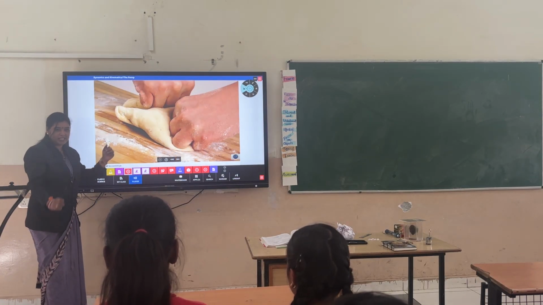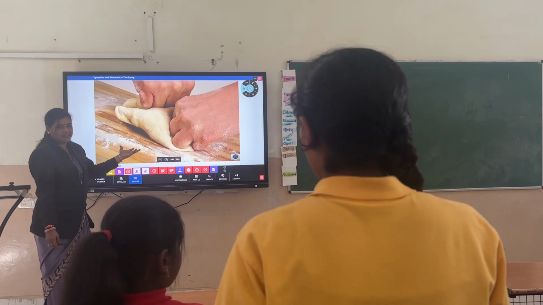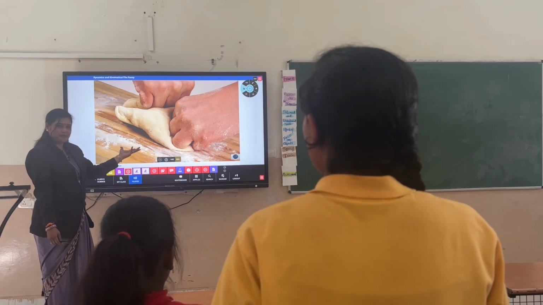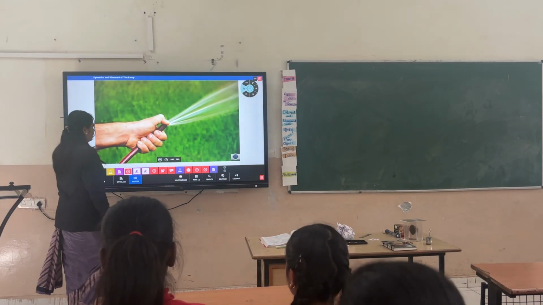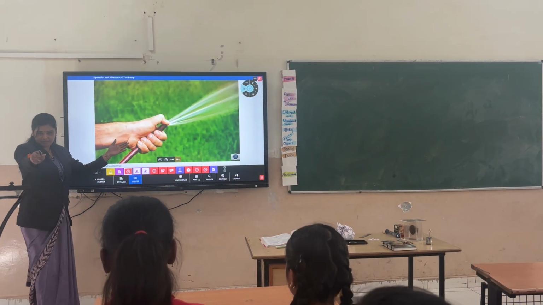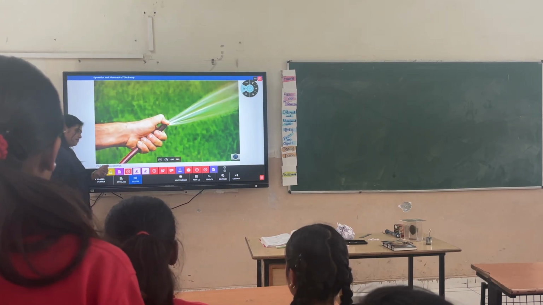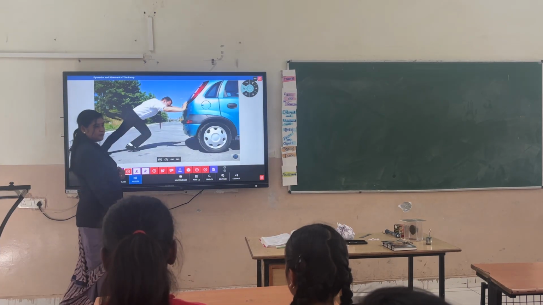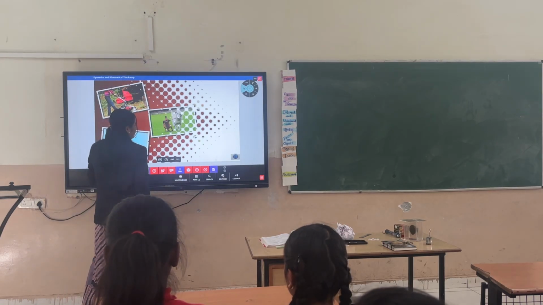What is this? Tell me, Priyadarshini. Applying the force to make what? To make the chapati. Yes, molding of the dough. Next, what is this? Spraying the water. Yes. The next one, pushing the car.